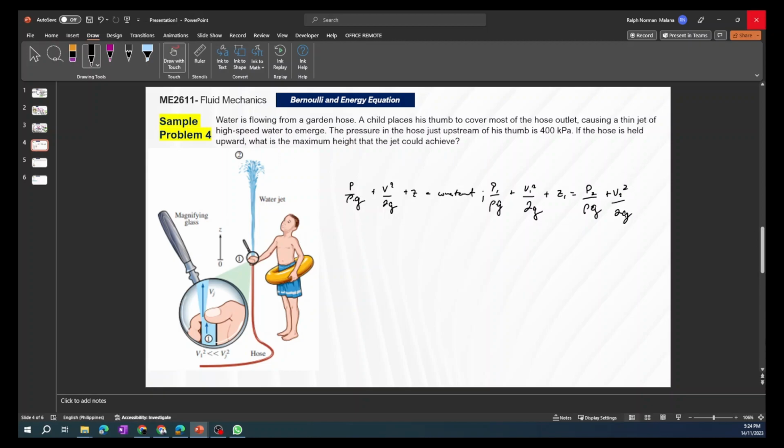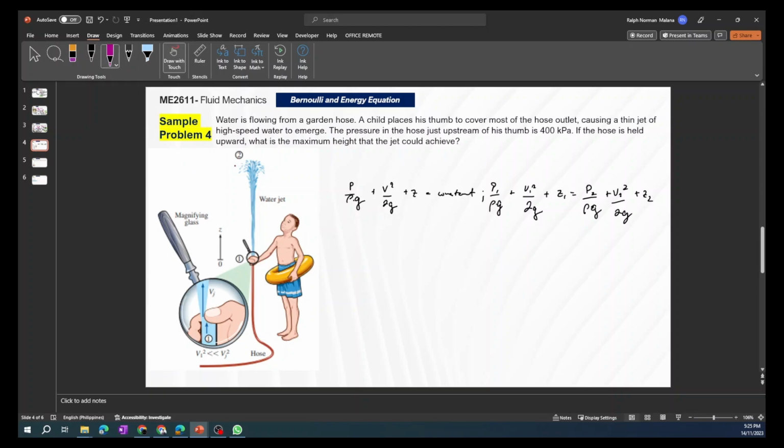Okay, it's the dynamic pressure, the static, what do you call that in head? Let me just recall that. Yeah, this is going to be the pressure head. This is going to be the velocity head or dynamic head, and this is going to be the elevation head. So yeah, that's one of the forms of the Bernoulli equation. So before diving in, we're just recalling the equation here. So let's start now with the problem.